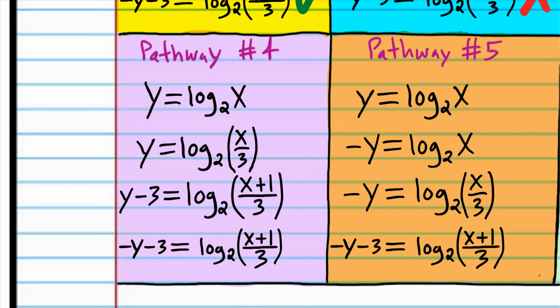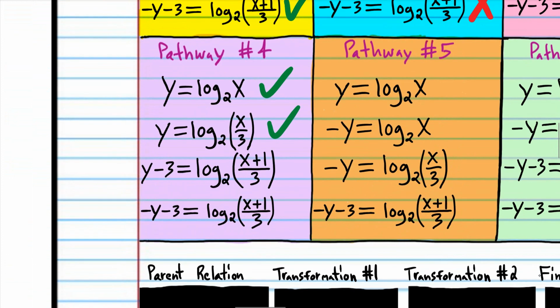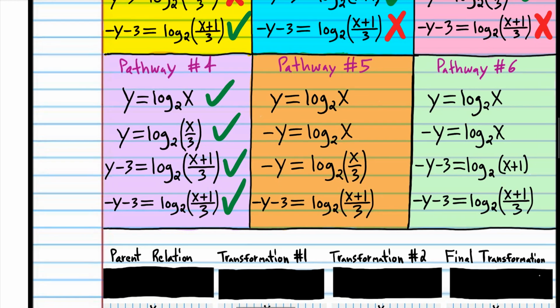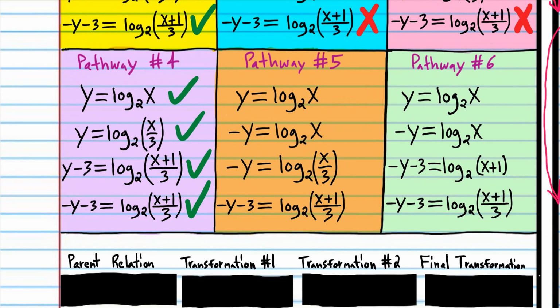Okay, pathway number 4. We have the parent equation. We're replacing x with x over 3. And then we're going to replace y with y minus 3 and x with x plus 1. So in this situation, we multiply all the x values by 3. Then we move the whole graph up 3 units and to the left 1. And then we're replacing y with negative y. That tells us to reflect across the x-axis. So in each one of those steps, we could use the transformation properties without having to modify expressions. So it looks like we're going to use pathway number 4.